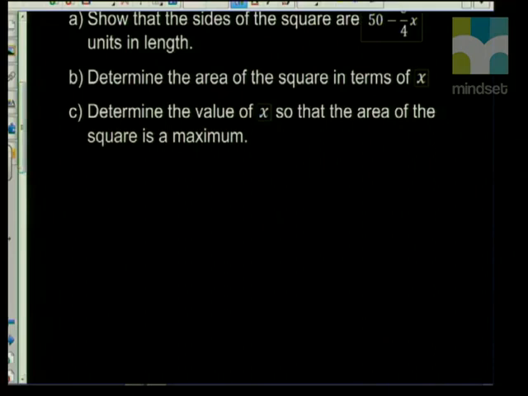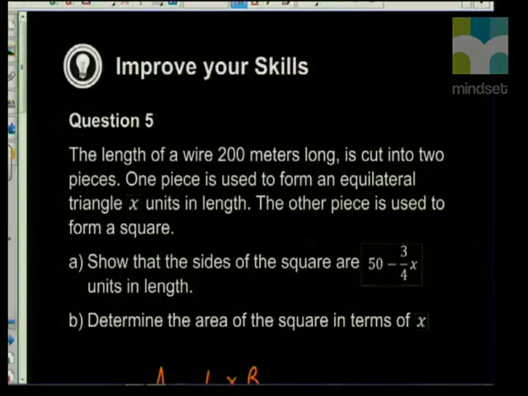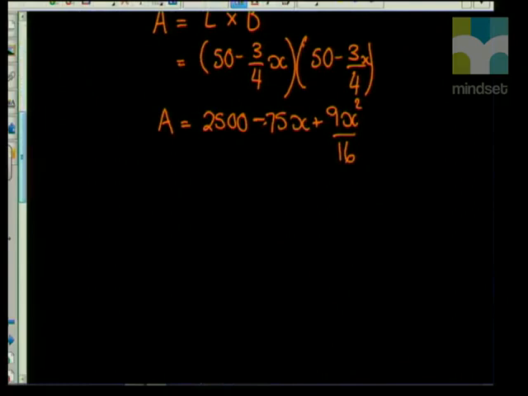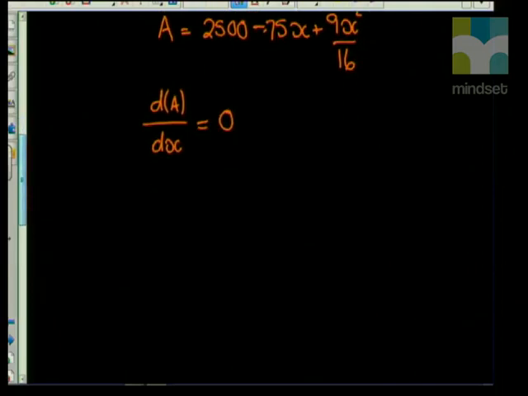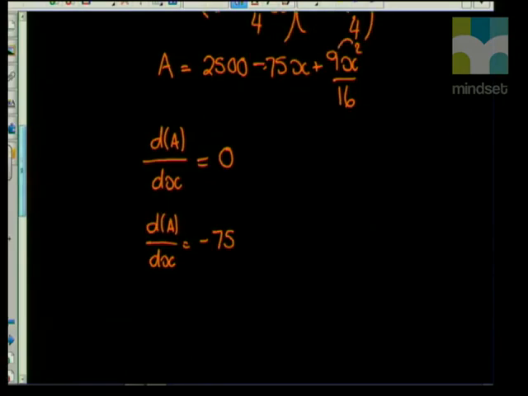Now the next question is the one that always involves the maximum and minimum. We need to determine the value of x so that the area of your square is a maximum. Taking this area formula, to work out the maximum, as we spoke about earlier, we work out the derivative of your area in terms of x and let it equal 0. By doing that, you find your value for x that gives you your maximum. So the derivative of your area formula: 2,500 doesn't have a value for x, so it falls away. Negative 75, and the 2 multiplies, so I'm going to land up with 9x over 8. That's the derivative, and we're going to let it equal 0, so negative 75 plus 9x over 8.